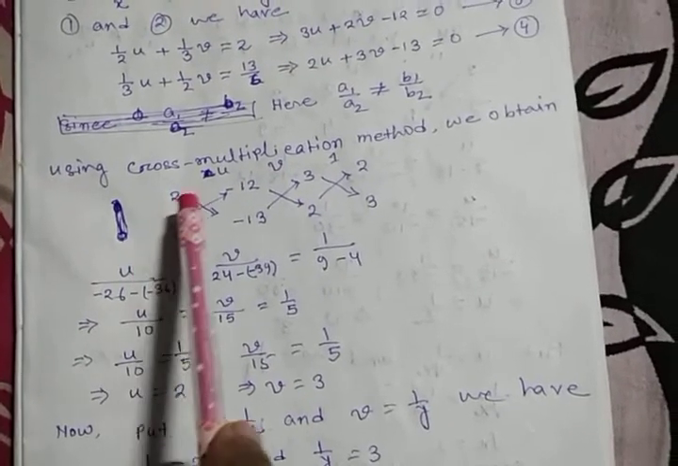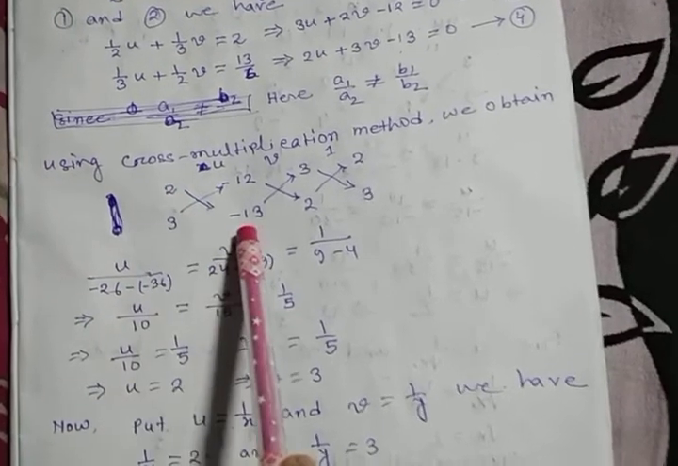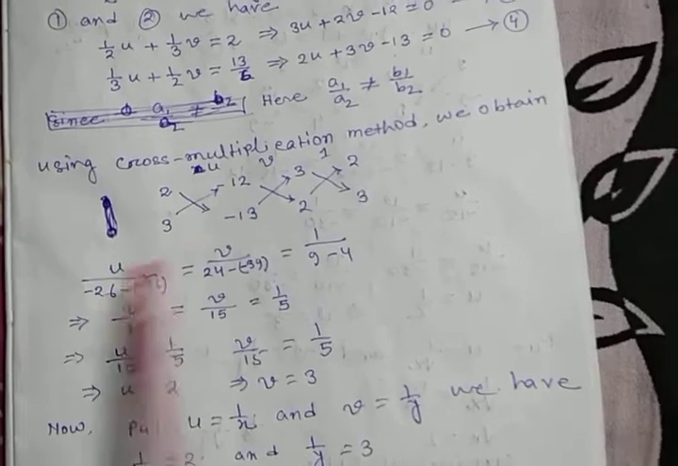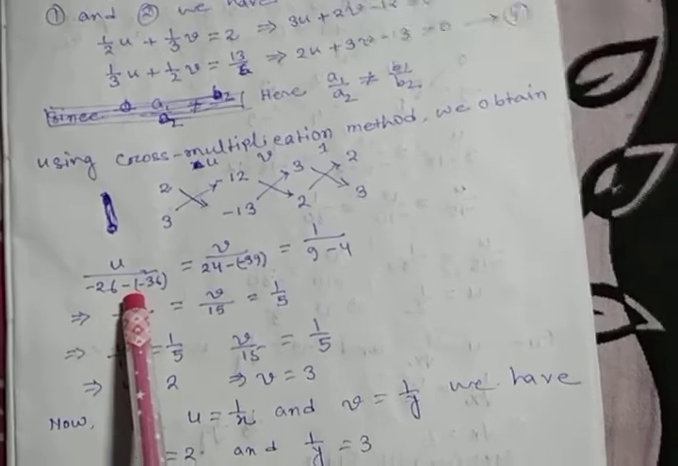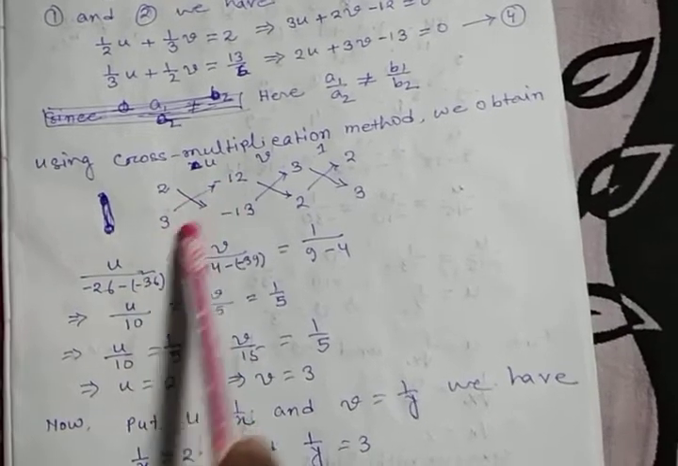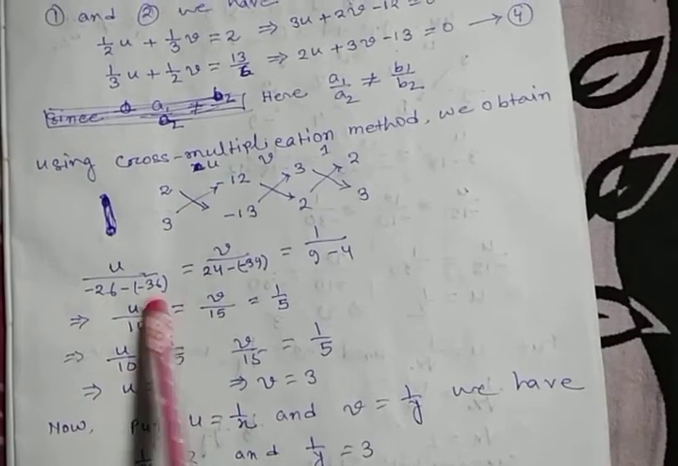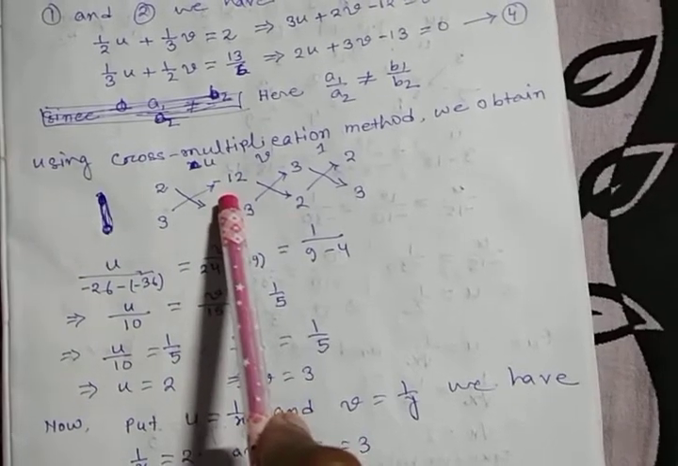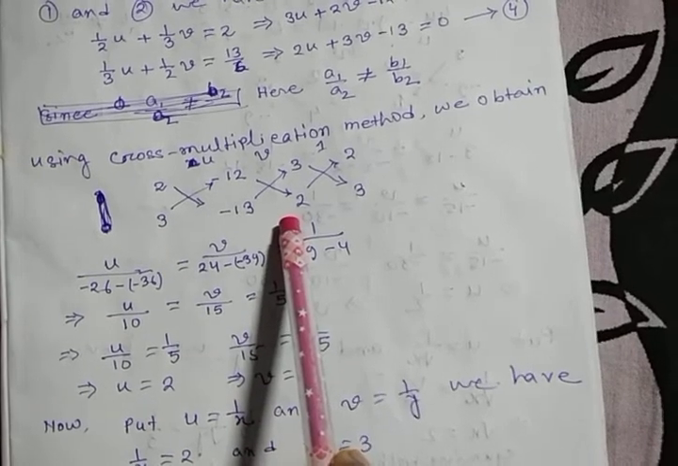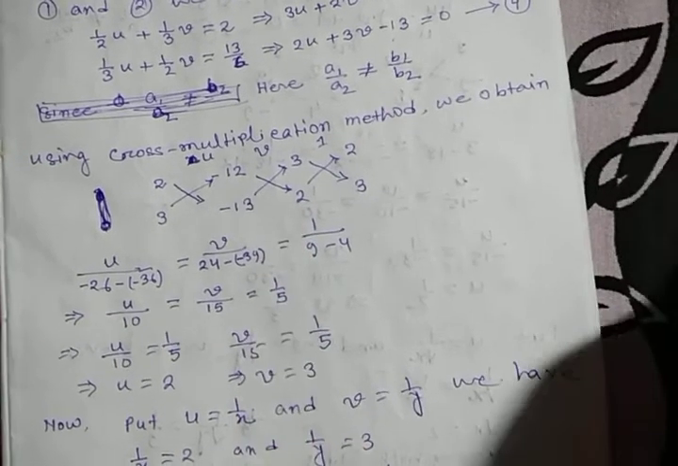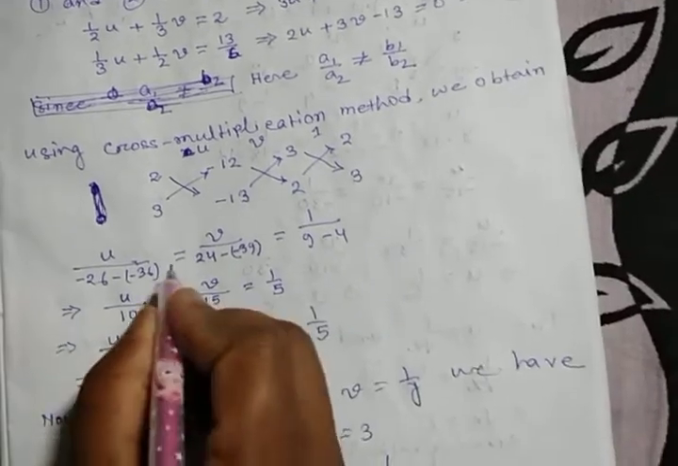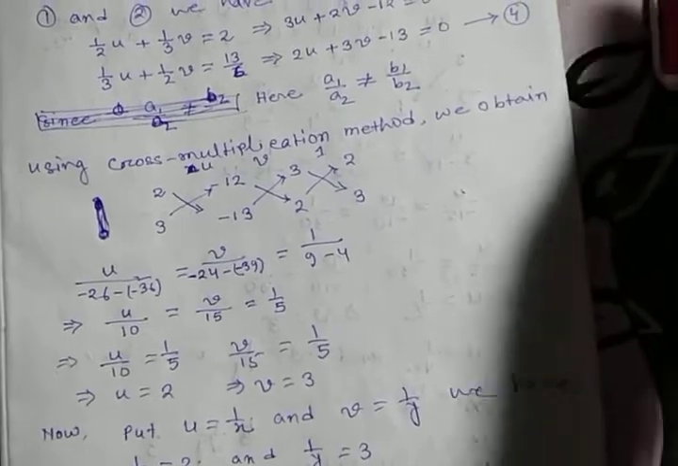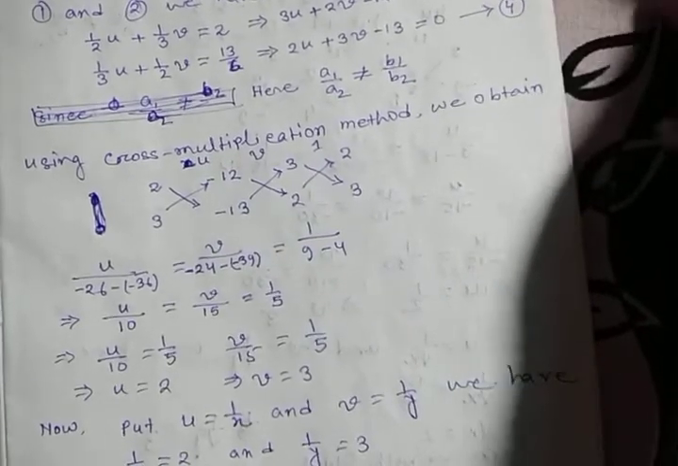First u: we take the product, 2 into minus 13, so it becomes minus 26. Then minus the product of these two, 3 into minus 12, so minus 36. Then for v: minus 12 into 2, so minus 24.